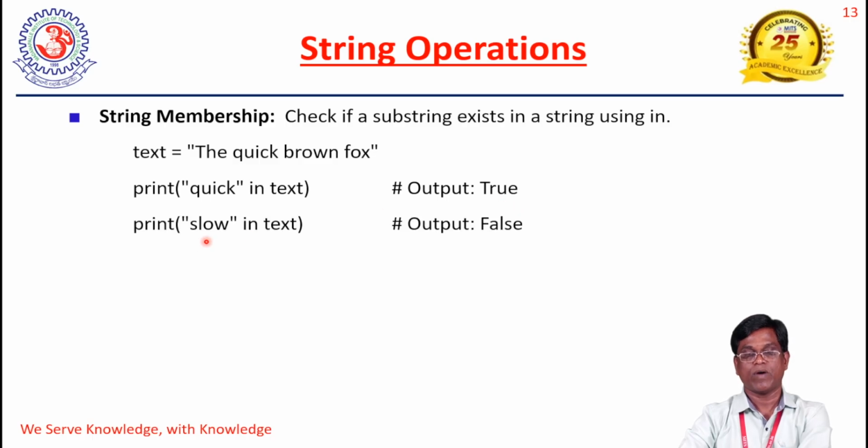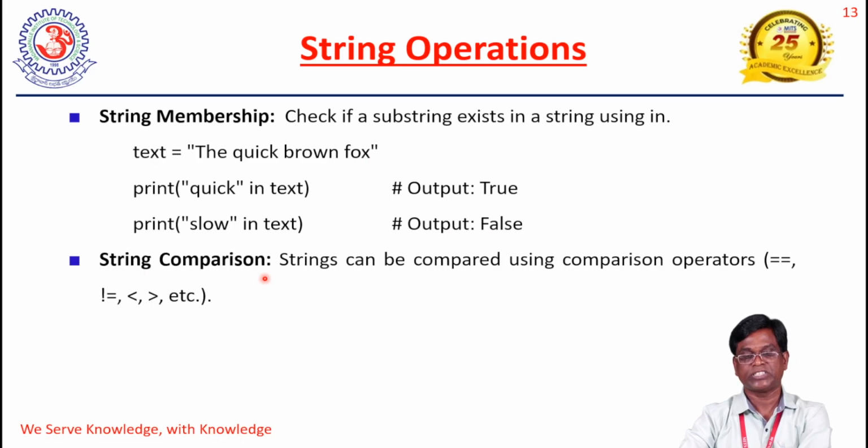And I'm going to give another one. 'slow' in text. So slow is a substring which I'm going to check in the main string. If you observe here, the substring slow is not available in the given main string, so it is going to display False as a result here.